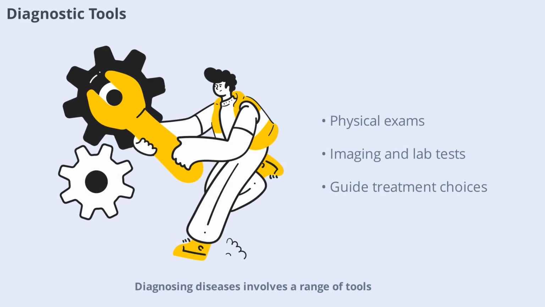Diagnosing diseases involves a range of tools, from physical exams to advanced imaging and laboratory tests. These tools help identify the underlying pathophysiological changes and guide treatment decisions. For example, blood tests can reveal infections, while MRI scans show tissue damage. Accurate diagnosis is the cornerstone of effective medical care.